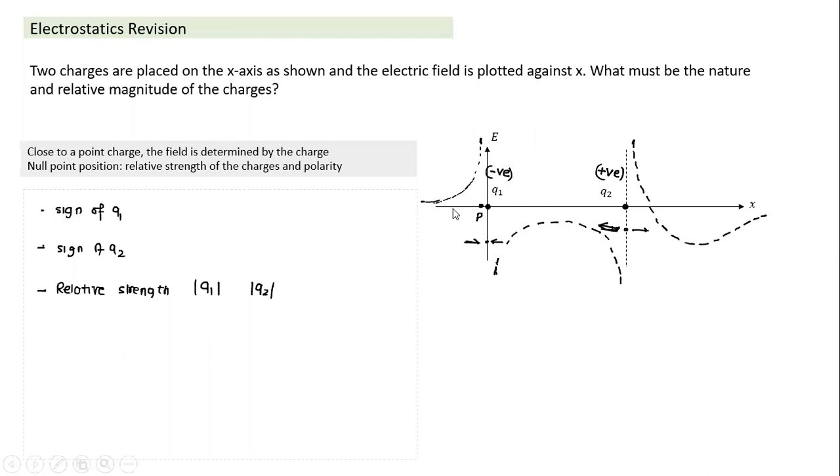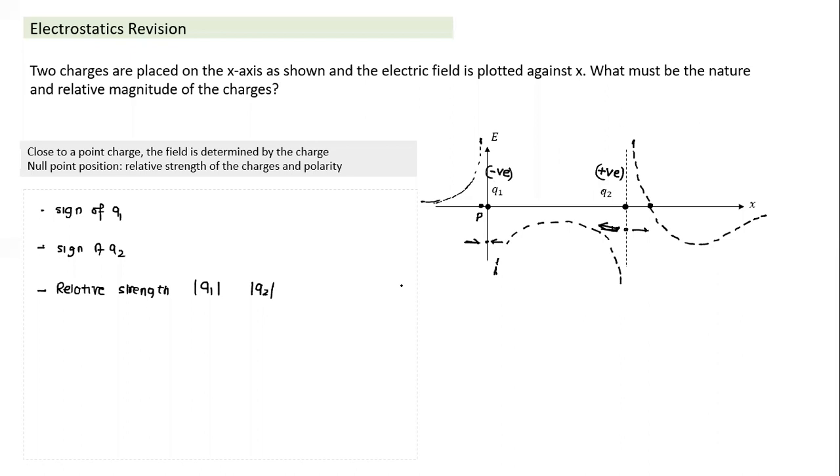So from the field very close to the charge, we can find the sign of the charge. Next, how do we find the relative strength? For relative strength, we look at the null point. Do we spot a null point here? The null point is the point where the field becomes zero. This is the point where the field is zero. The null point is occurring closer to Q2. It means in terms of magnitude, Q2 has a smaller magnitude compared to Q1.